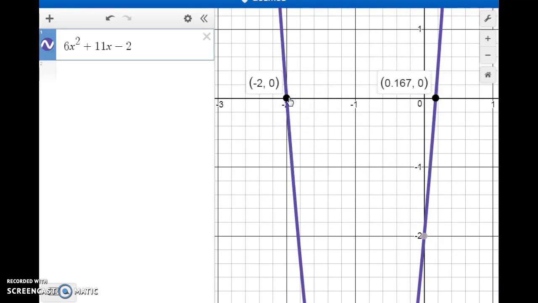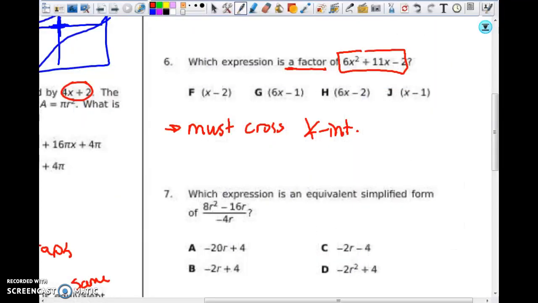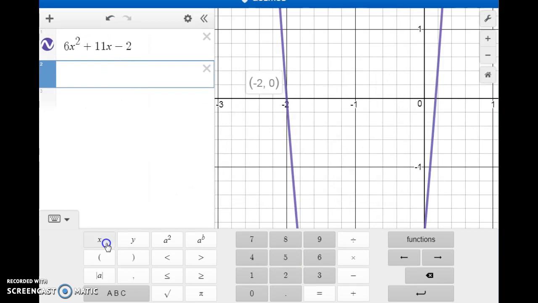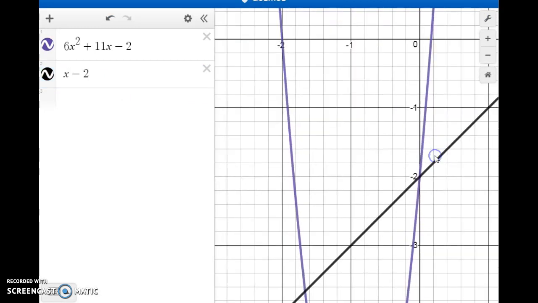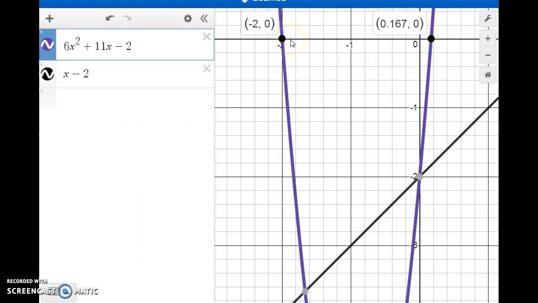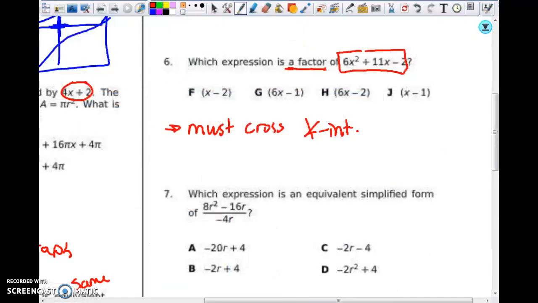Okay, so if you type in your answer choices, I'll do the first one, x minus 2. Did this line cross at one of these two points? Did it cross here or here? Is that my factor? No, it has to go through just one. It doesn't matter which one, as long as it goes through one. So it's not that one. It just must cross the x-intercept. Just one.